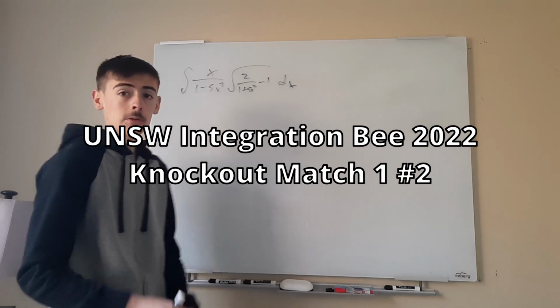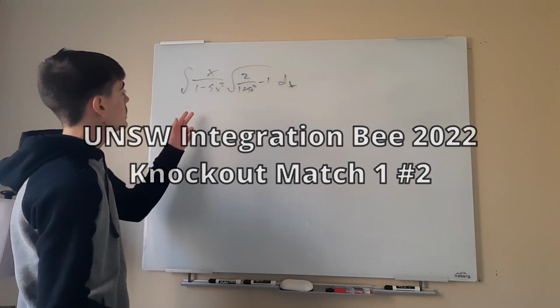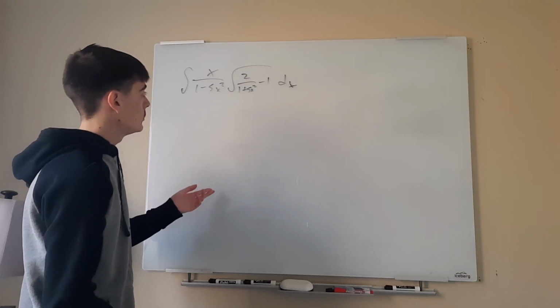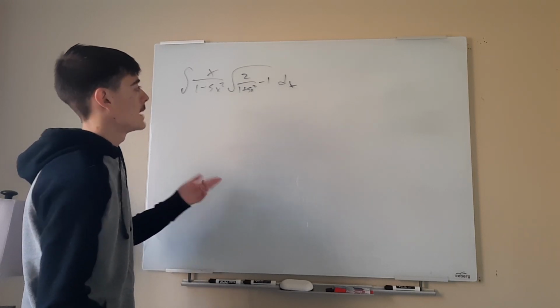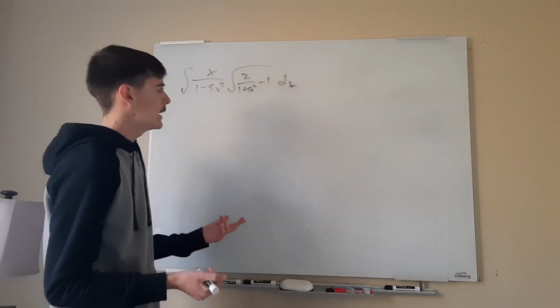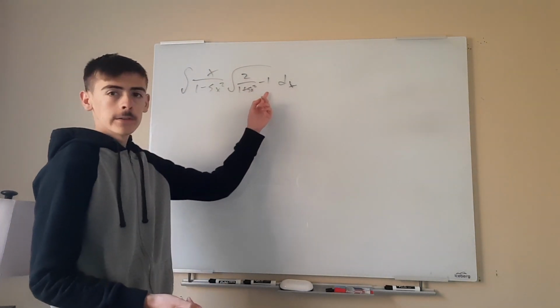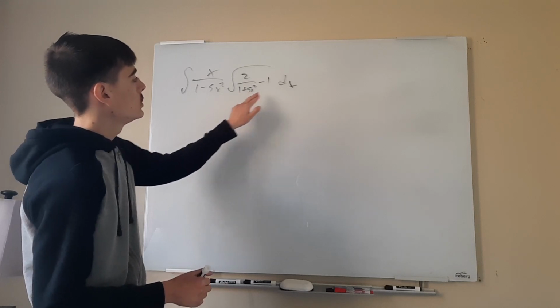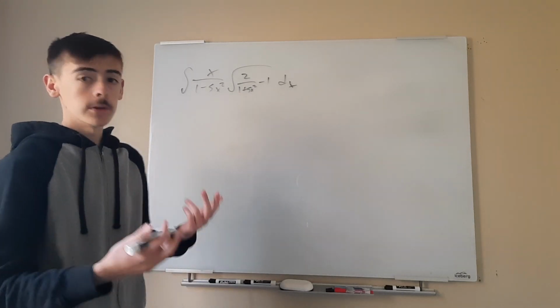Okay, we've got a longer integral here today. We have the integral of x over 1 minus 5x squared multiplied by the square root of 2 over 1 plus 5x squared minus 1. And now the first thing I noticed here was this minus 1 under the square root is kind of out of place. So I decided to combine these two parts under the square root into one fraction.